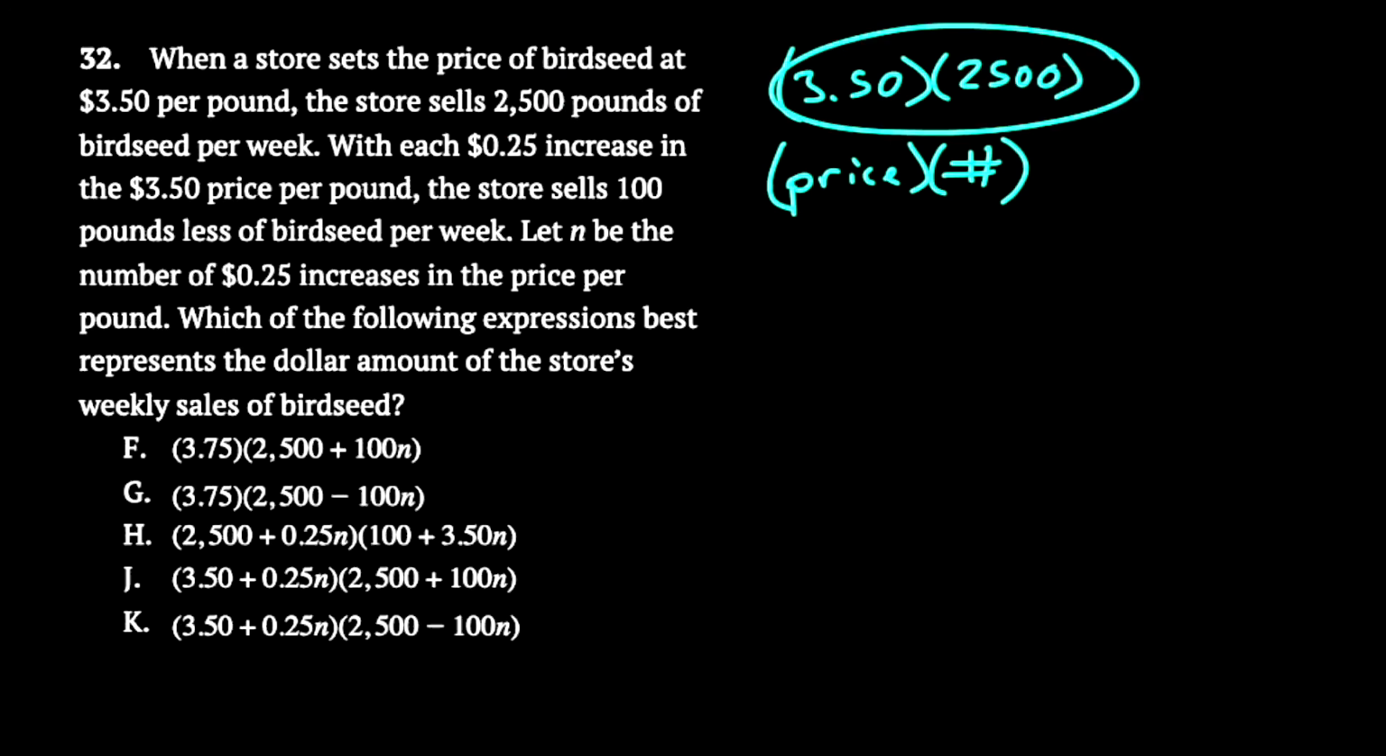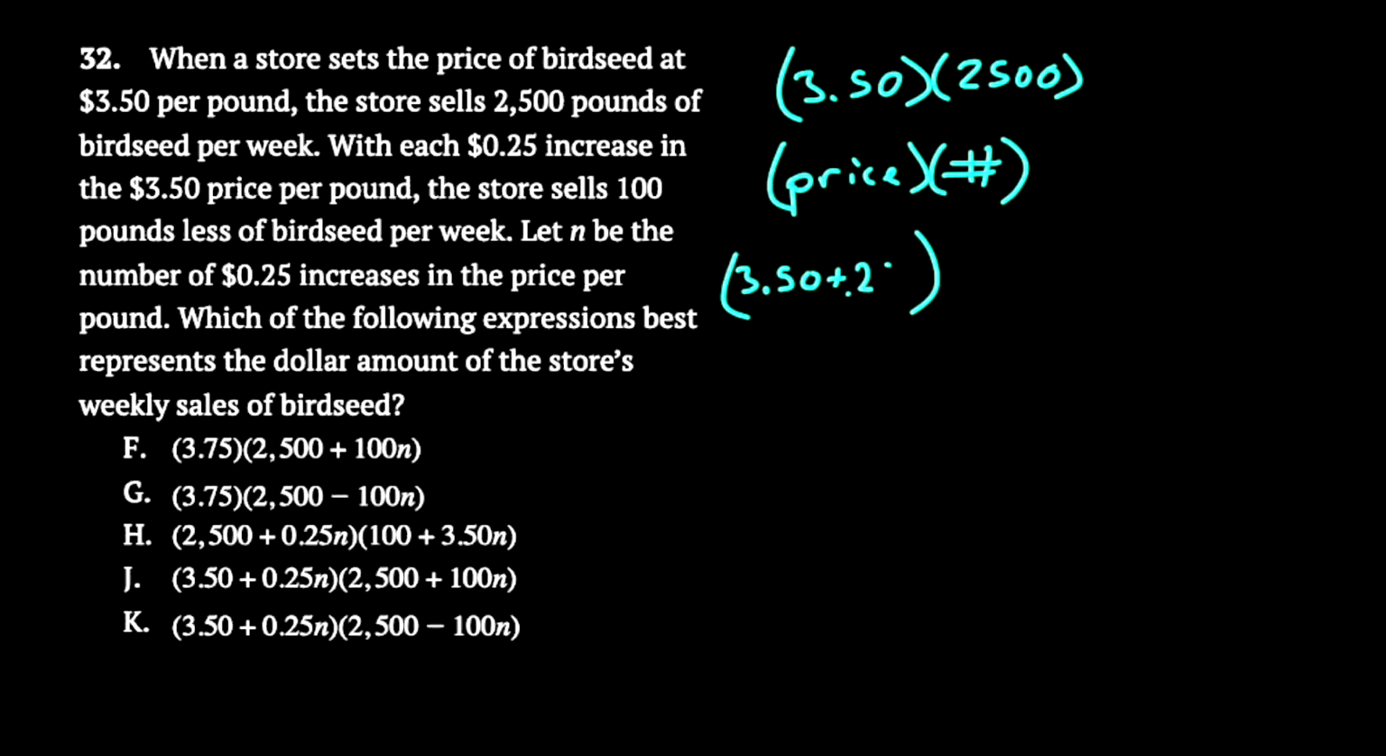But this just tells us one specific instance, for one price and for one amount of pounds. This problem's a little bit more complicated than that because they're saying that the price is going to change by 25 cents, and that's going to change also how many pounds are sold. So we just have to make this price look a little bit more complicated. Well, it's going to start with the $3.50, and then they said that they're increasing the price by 25 cents, so plus 0.25, and then here they said let n be the number of increases. So we want to take that increase amount, the 25 cents, and multiply it by n. So here's our starting price, and then this is kind of like the rate of change.